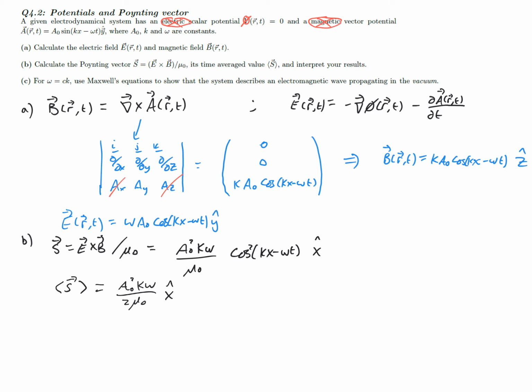Okay, so returning to this idea of this being an electromagnetic wave, in part C, we're told to use the condition omega equals ck and use Maxwell's equations to show that this is indeed an electromagnetic wave propagating in the vacuum.